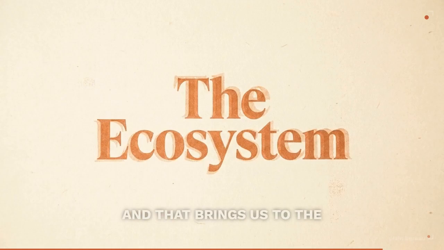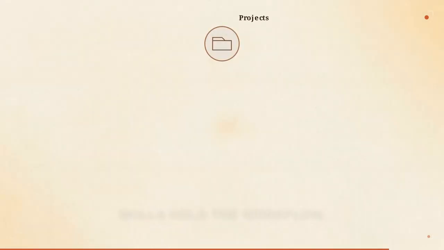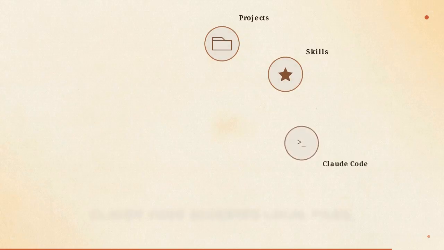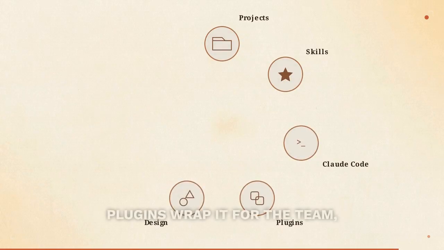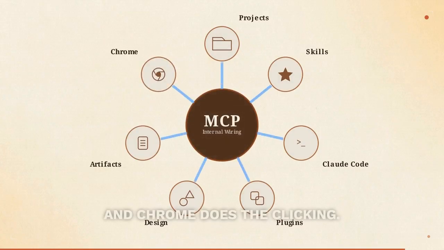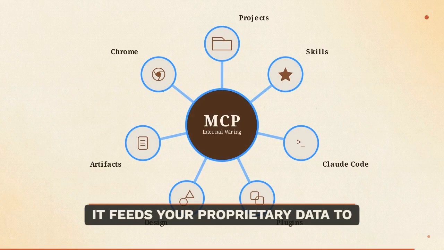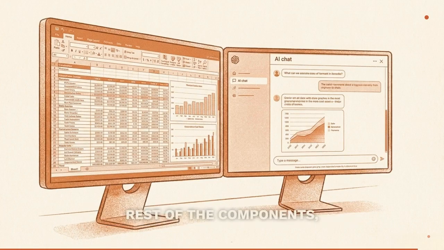And that brings us to the end of our series. Projects hold the context, skills hold the workflow, Claude Code accesses local files, plugins wrap it for the team, design generates the asset, artifacts holds the answer, and Chrome does the clicking. MCP is the internal wiring that brings everything together. It feeds your proprietary data to the rest of the components, finally giving the ecosystem something real to work on.